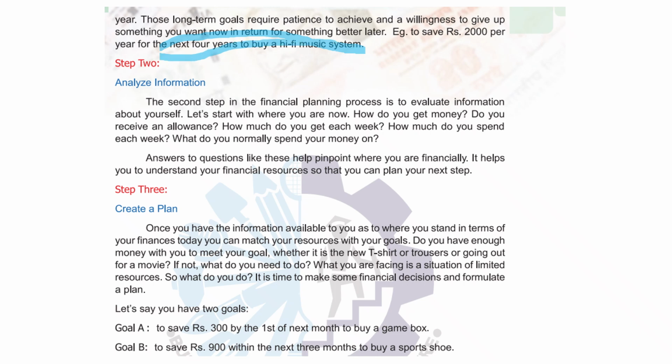Now we come to step 2, which is analyze information. The second step in the financial process is to evaluate information. ठीक है? About yourself, you should know how you will be able to do it. Questions like: how do you get money? Do you receive an allowance? How much do you get each week? How much do you spend each week? What do you normally spend your money on? ये सब questions आपको पता चलेंगे. You will know that कितना money आप save कर सकते हो और उस basis पे आप अपना plan बनाओगे.